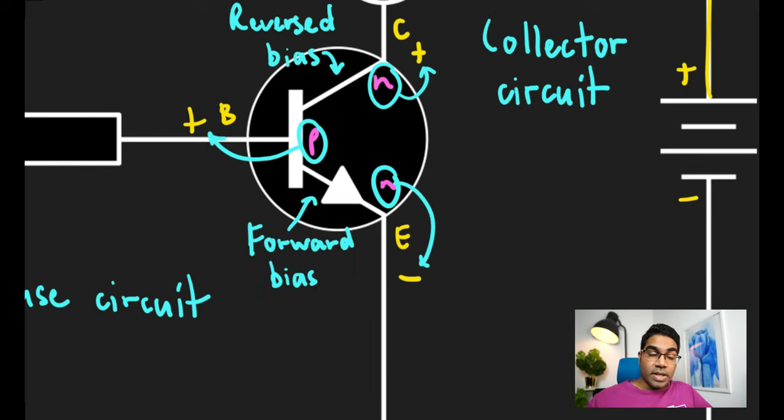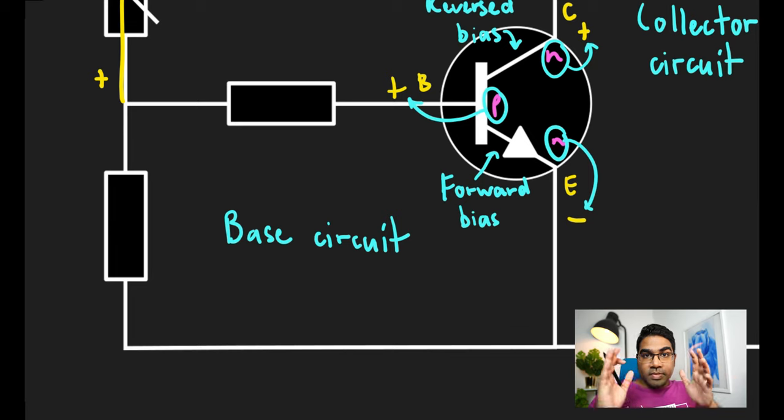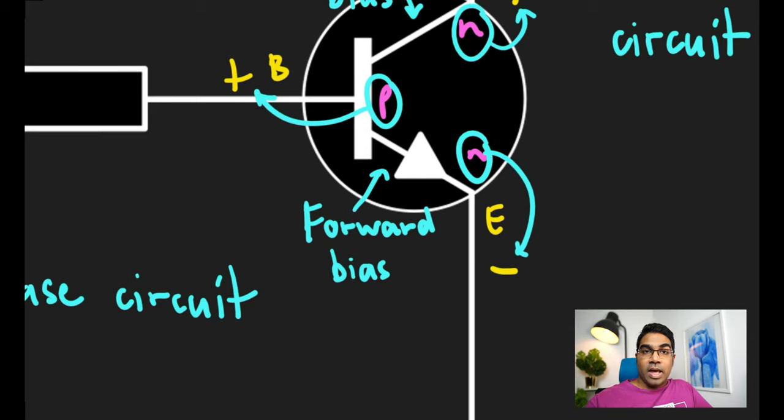So what does this mean? This means that even though the collector circuit is connected to a power source, current cannot flow in the collector circuit. Whereas in the base circuit, if we have a large enough potential difference to overcome the junction potential, this PN junction here at the base-emitter junction, then current can flow through the circuit.